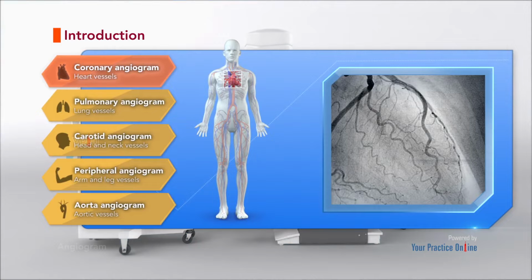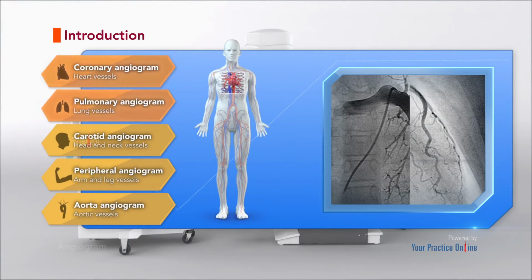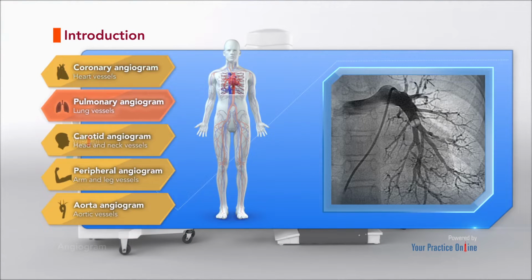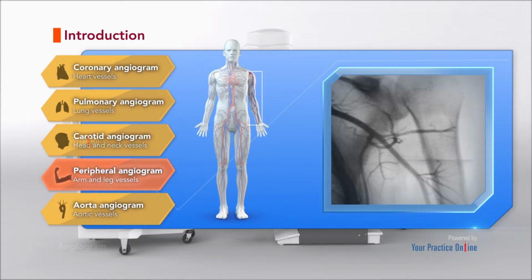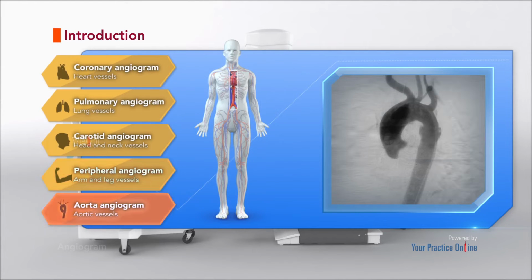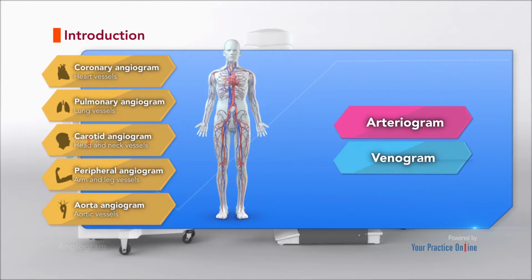Coronary angiogram, heart vessels. Pulmonary angiogram, lung vessels. Carotid angiogram, head and neck vessels. Peripheral angiogram, arm and leg vessels. Aorta angiogram, aortic vessels. An angiogram may be referred to as an arteriogram when the arteries are studied, and a venogram when the veins are studied.